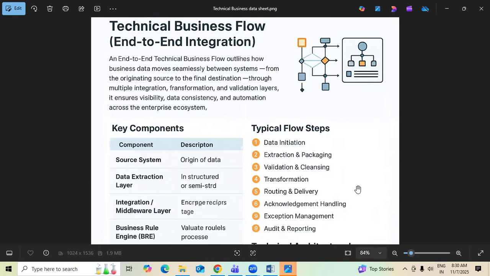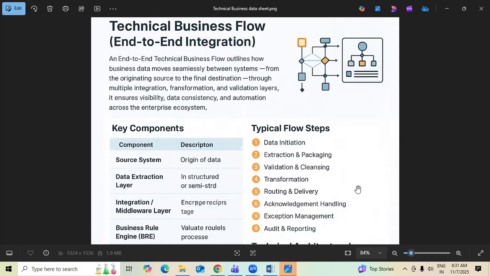For that, there are multiple integrations required, either using RESTful API or something similar, followed by what kind of transformation of data we do from one system to another system. Next, we must know about the validation layers, what requirement validation layers need to be performed at the same time. These are the major areas one should understand when working on the technical business flow.